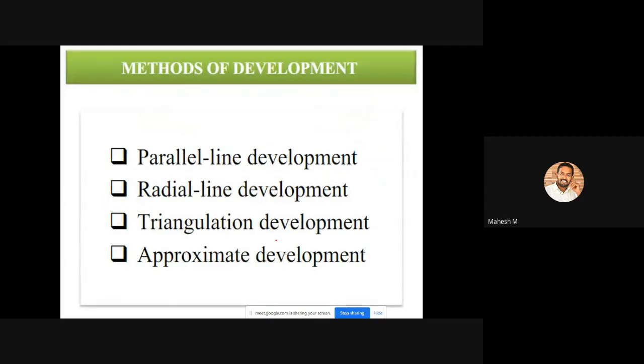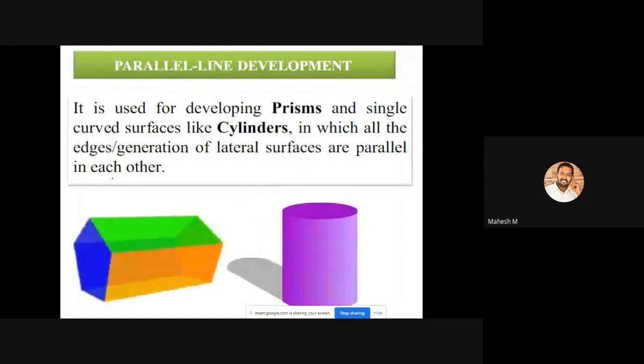So for the method of development, there are 4 methods. The first one is parallel line development, second one is radial line development, third one is triangulation development, fourth one is approximate development. Okay, so there are 4 methods of development. The first one is parallel line development. This kind of method is applicable for all kinds of prisms and for cylinders. This particular development is possible only in prisms and also in cylinders.